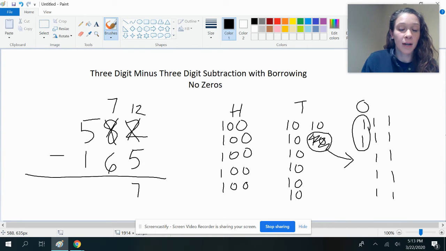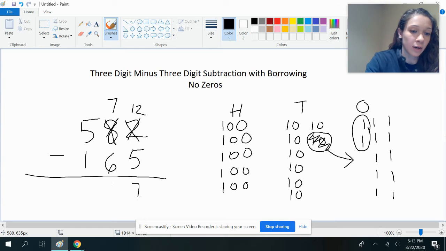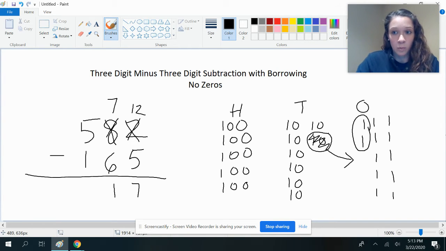Let's do 7 minus 6. So 7, take away 6. 1, 2, 3, 4, 5, 6. I was able to have enough tens to do that, so I'm left over with 1. So 7 minus 6 is 1, so I can write that number in my tens place. I won't need to borrow from the hundreds for that column.